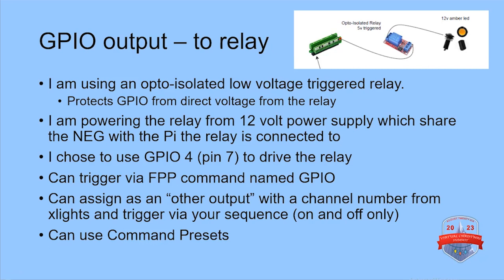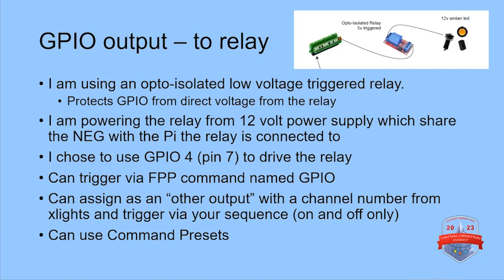Right. I happen to choose an available GPIO pin, so I chose GPIO 4, which happens to be on pin 7 to drive the relay. We can then trigger an FPP command called GPIO to set that GPIO pin high, which should trigger the relay, or set it low, which should deactivate the relay. Right? We can also go in and assign an other output within FPP with a channel number from X-Lights, so we can actually trigger that relay from X-Lights. So we can make the relay go on and off, on and off, on and off.